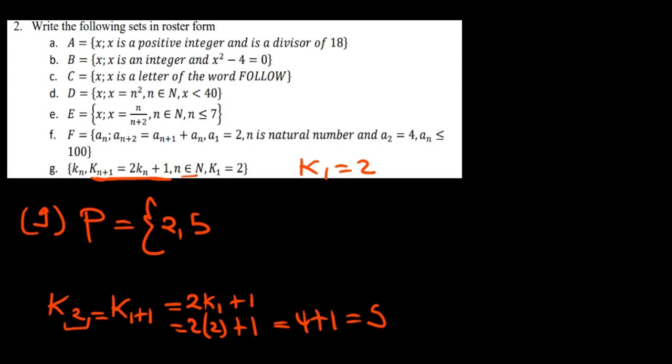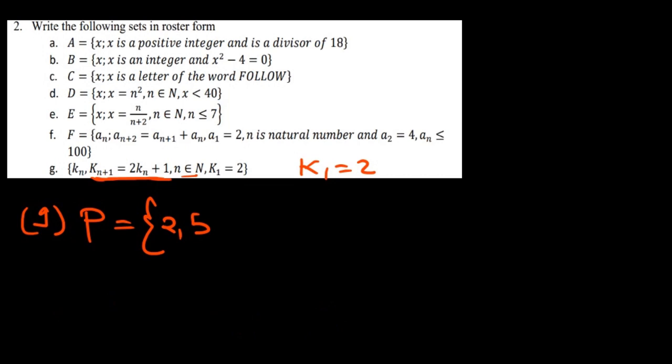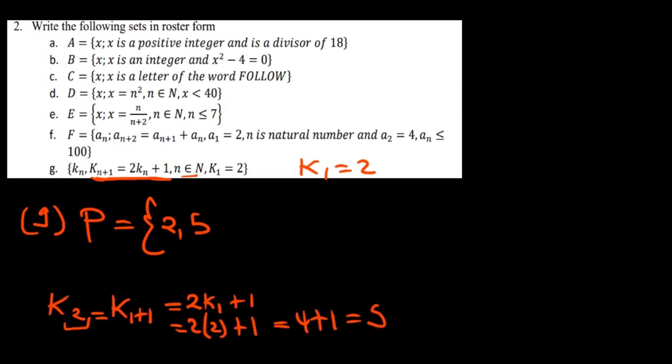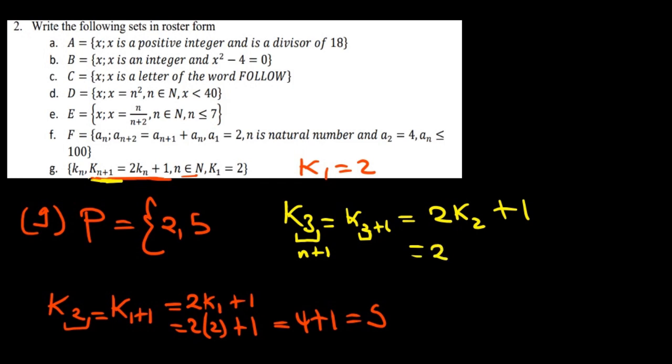I hope you're following the formula. Let's find k3. So k3 is equal to, we have to split this number into n plus 1, as we can see in this formula. So the n will be 2, and then plus 1, which is equal to 2kn. The n is this 2 here, so I put 2 there and then plus 1. So this is equal to 2 times k2, which is 5, plus 1. So this will be 10 plus 1. So the next number there will just be 11. So I'll put comma 11 there.